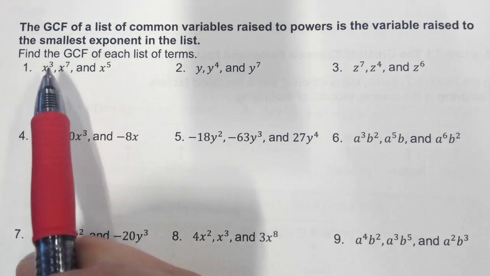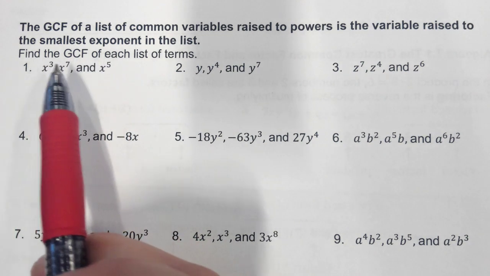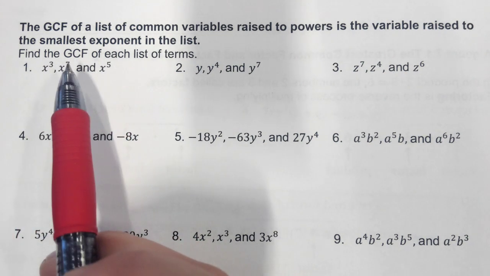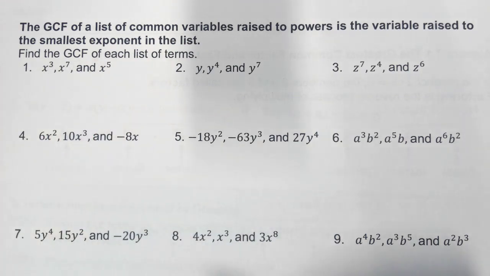And remember, when you divide exponents, you're really just subtracting the exponents. So the 3 doesn't have to go into 5 or 7, right? We're just looking at what's the smallest one. X cubed is the smallest one, so that would be the GCF.